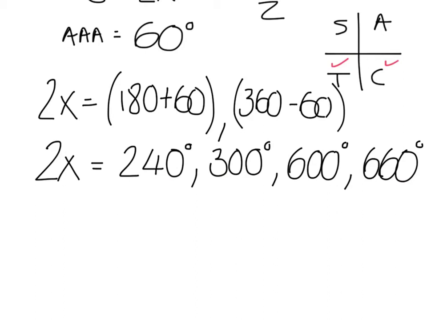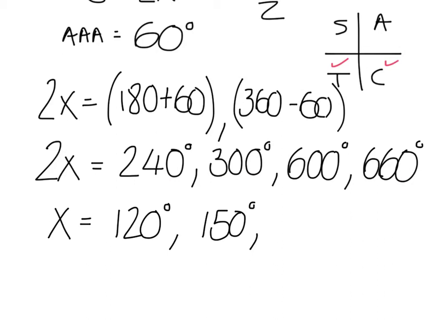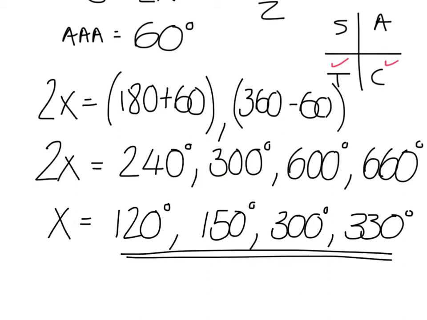Now the question is not finished because we want to solve for x, which means we need to divide each of these by 2. So x equals 240 divided by 2, which is 120 degrees, 300 divided by 2, which is 150 degrees, 600 divided by 2, which is 300 degrees, and 660 divided by 2, which is 330 degrees. You'll notice that all our four answers fit within the original limit, x lying between 0 and 360 degrees.